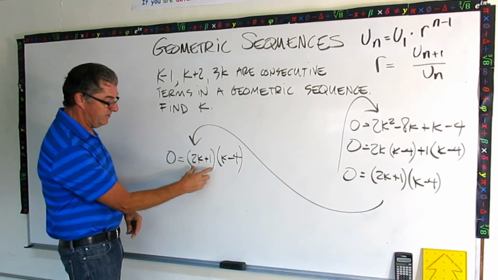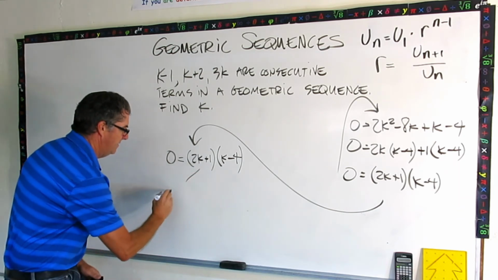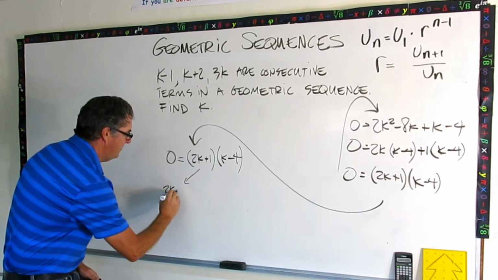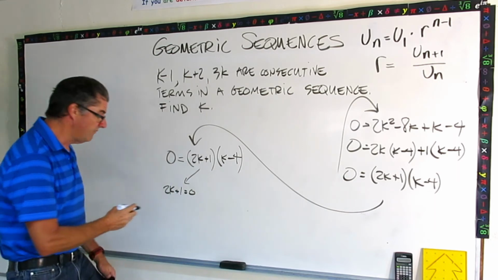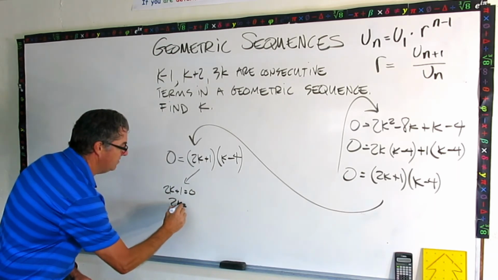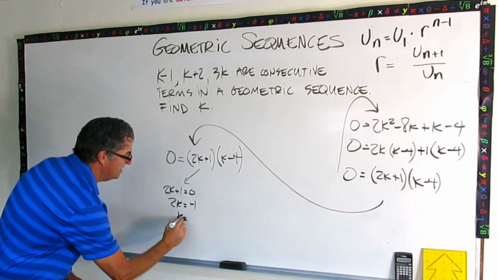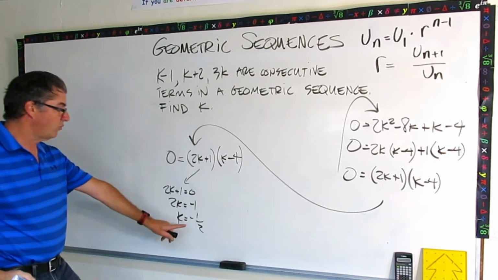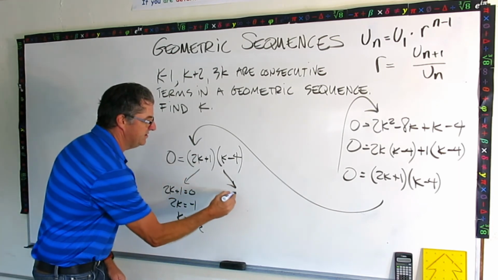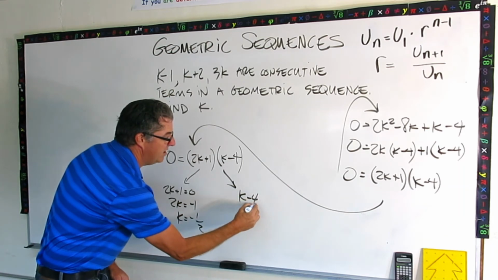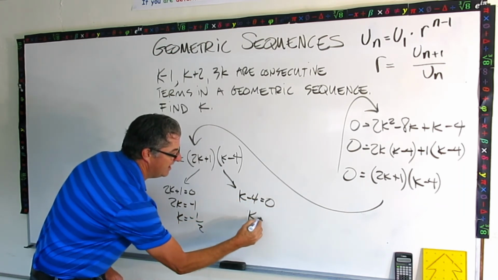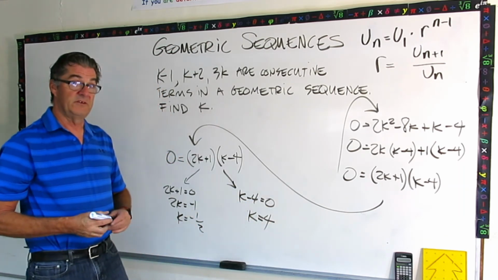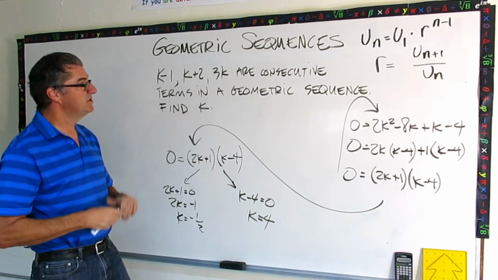So what I do is I set this one equal to 0, 2k plus 1 equals 0, and I solve that. That gives us 2k equals negative 1, or k equals negative 1/2. So there's one solution. My second solution is found by setting k minus 4 equal to 0, and that gives us k equals 4. So now I have two solutions to this setup.